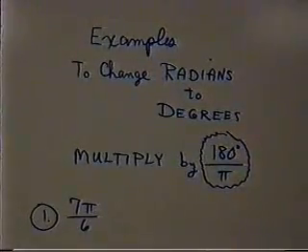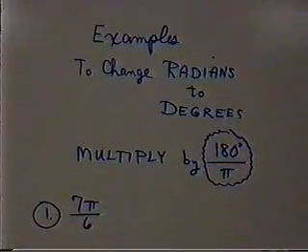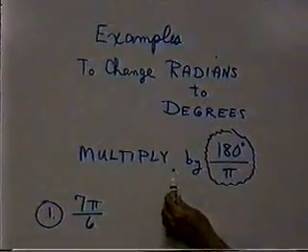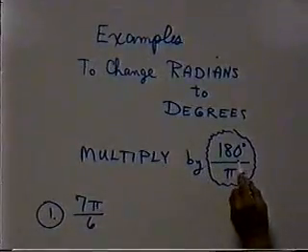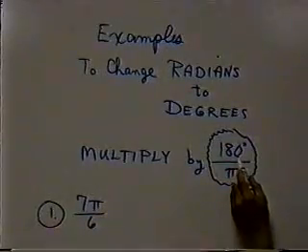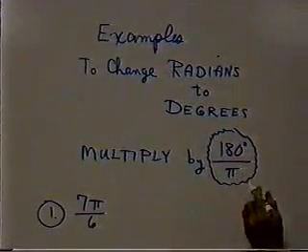So we want to change radians to degrees first. To change radians to degrees, we multiply by 180 over pi, because this is 1. This is the same thing as 1. So if we multiply anything by 1, we have not changed its value.